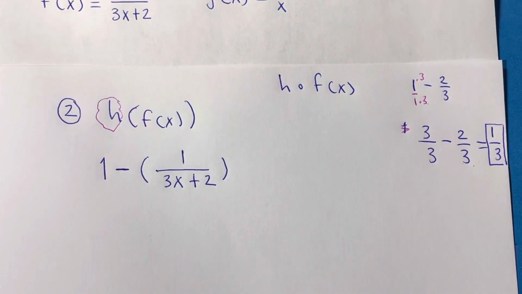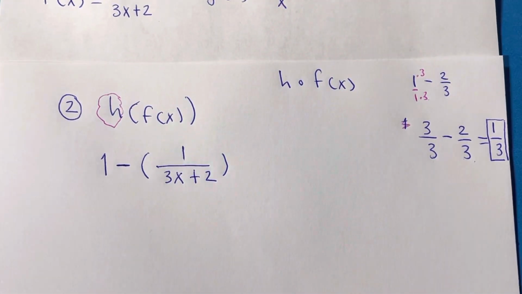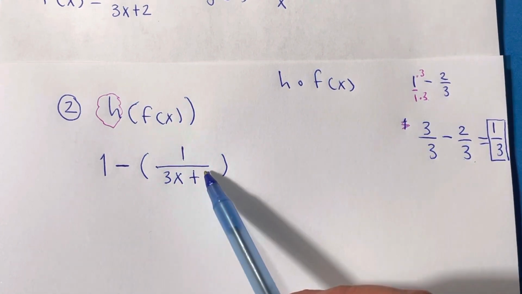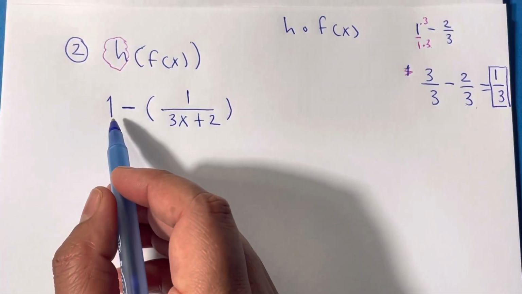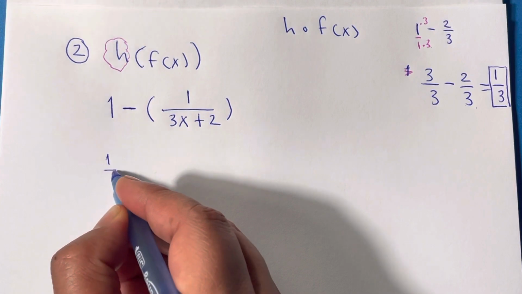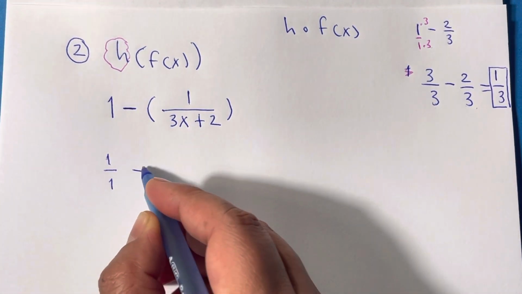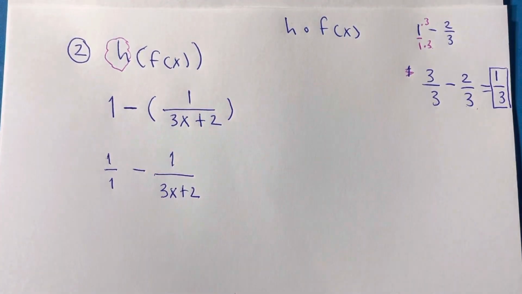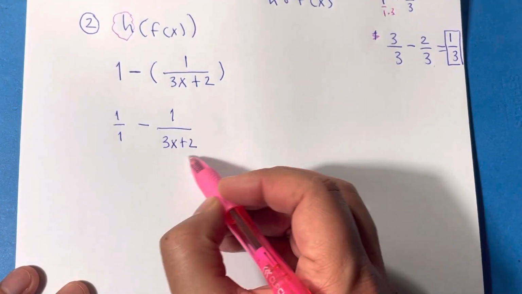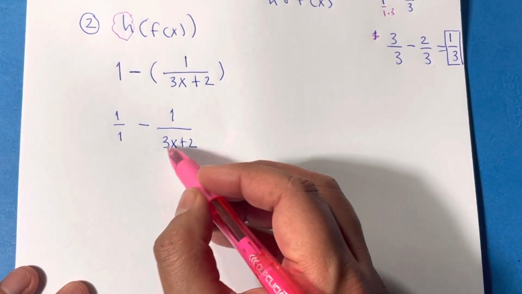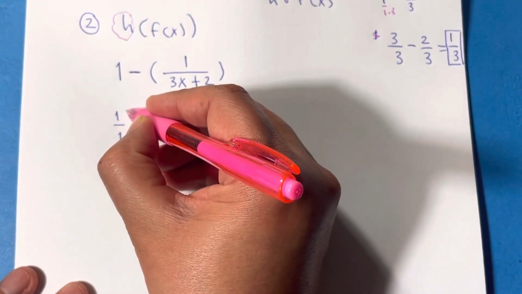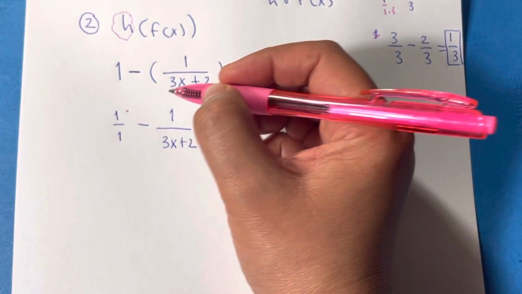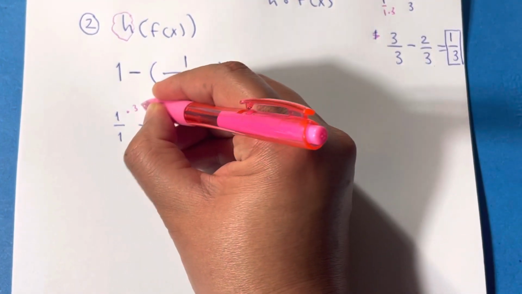Okay, so that's something that we're going to do in here, but with an expression. Instead of multiplying by this, we're going to multiply by this one right here. So this one becomes 1 over 1 minus 1 over 3x plus 2. And so we're going to use this denominator to multiply times both the numerator and denominator. So times 3x plus 2.